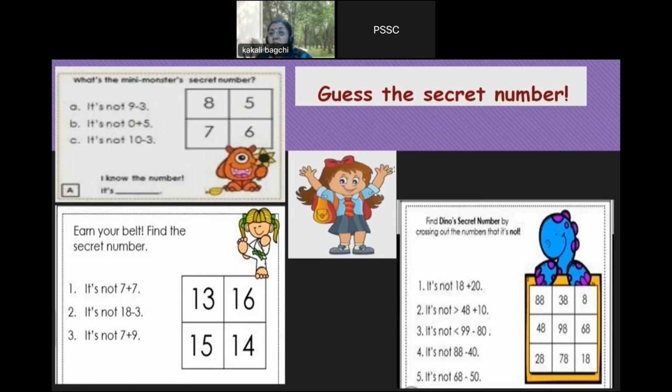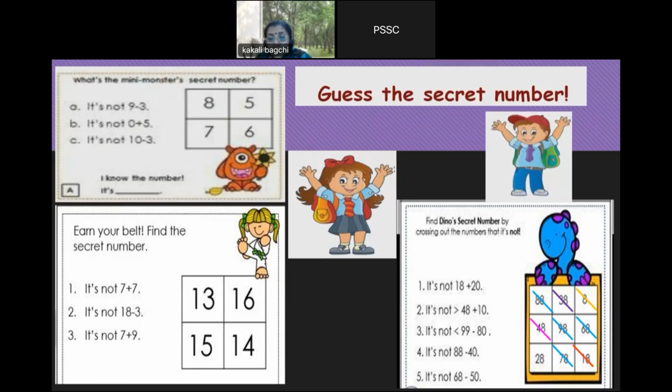It is not 18 plus 20, it is not more than 48 plus 10. Let me cut it. It is not more than 58. Let me cut. It is not less than 99 minus 80. That means it is not less than 18. Cut it. It is not 88 minus 40. It is not 48. Cut. It is not 68 minus 50. It is not 18. Who am I? 28. Through this, we are assessing the knowledge of addition, subtraction, greater than, smaller than, logic of negation.